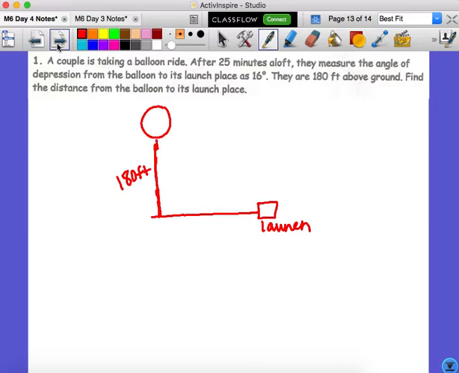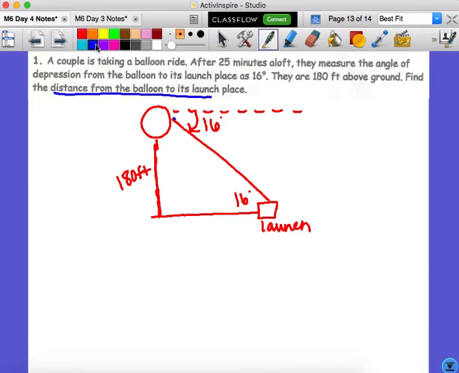And it says that from the balloon, they're looking down to their launch place. But remember, our angle of depression comes from our eye level. So we're measuring down from that to be 16 degrees. Because of those alternate interior angles, I can bump that down right here. And we're trying to figure out the distance from the balloon to its launch. So from balloon to launch means this is our x value.